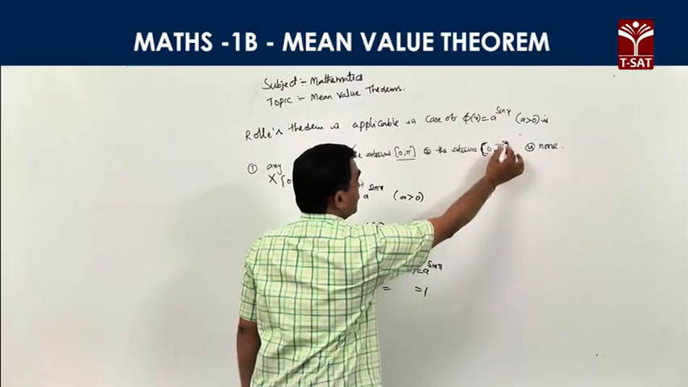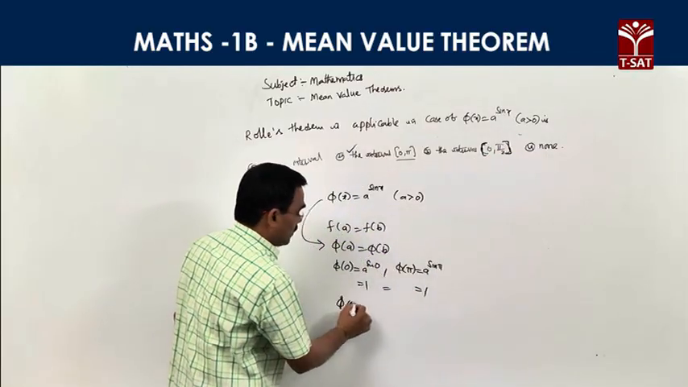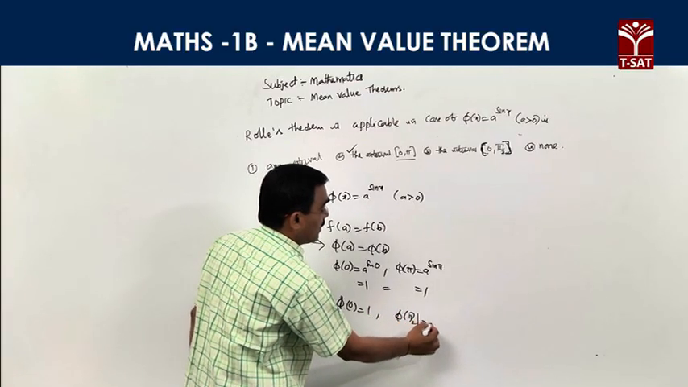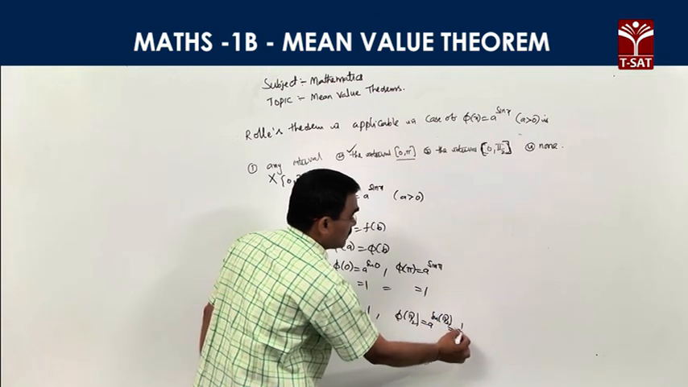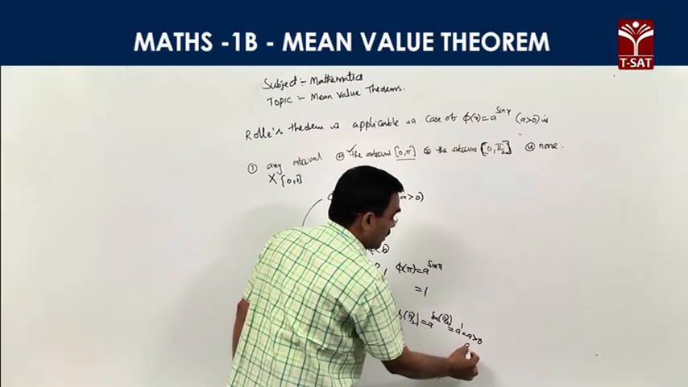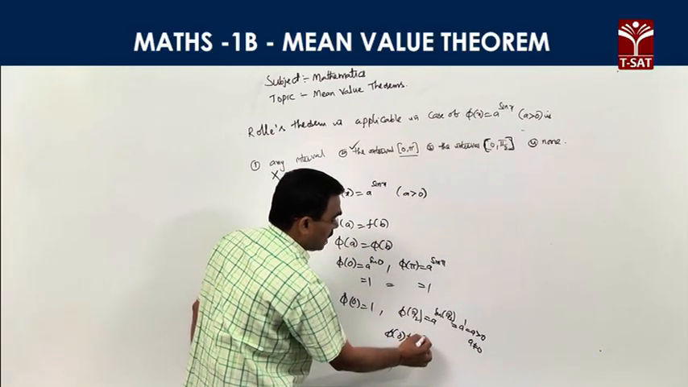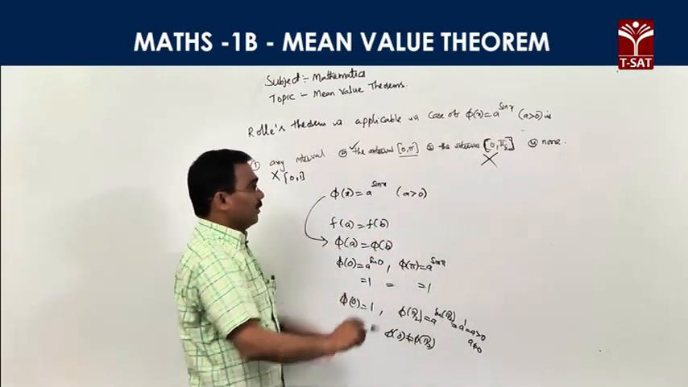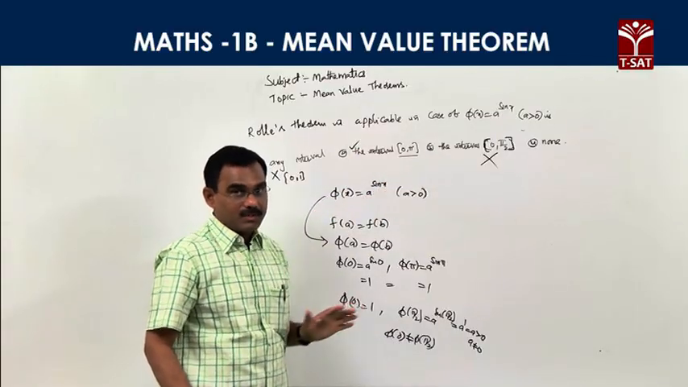So the next interval, suppose we apply it here: f(0) is equal to 1, and f(pi by 2) is a power sin pi by 2, which is a power 1. a is given greater than 0, which means a is not equal to 1, so f(0) is not equal to f(pi by 2). That's why it is not applicable here. Only in the closed interval 0 comma pi is Rolle's theorem applicable.